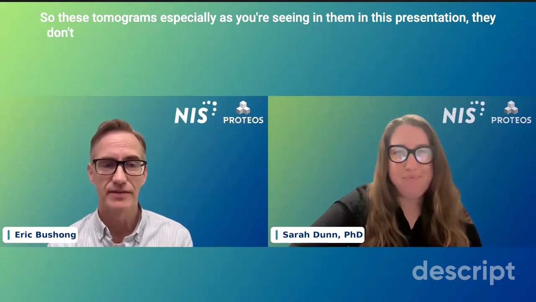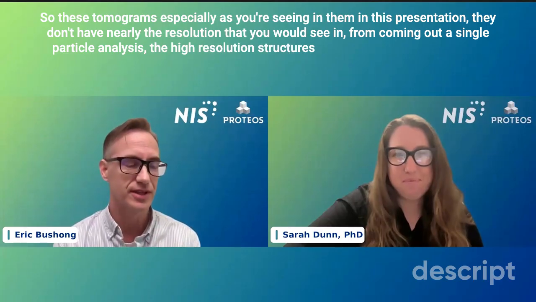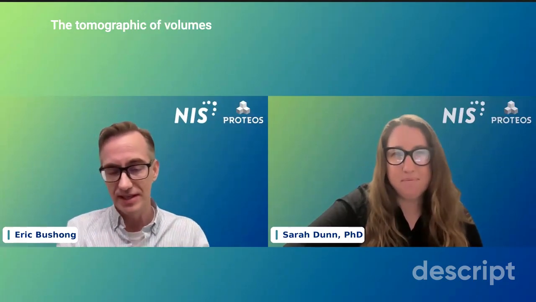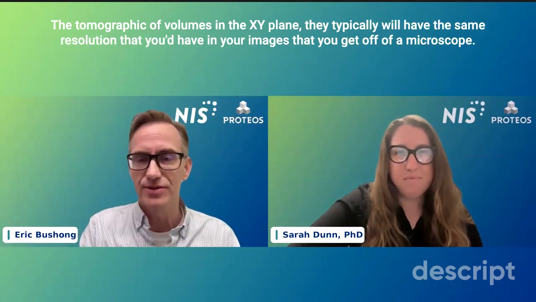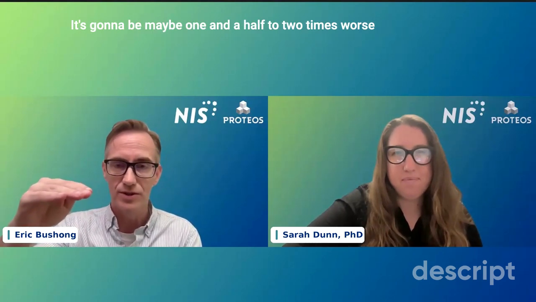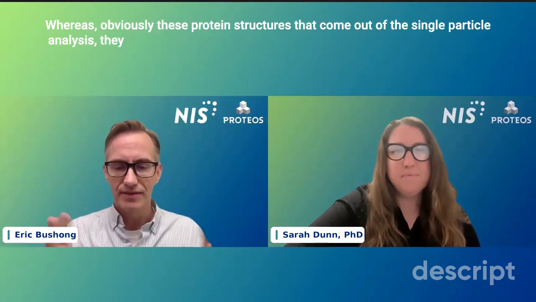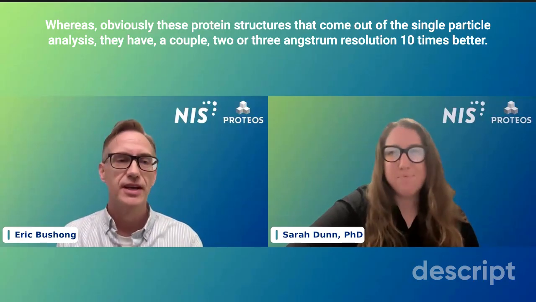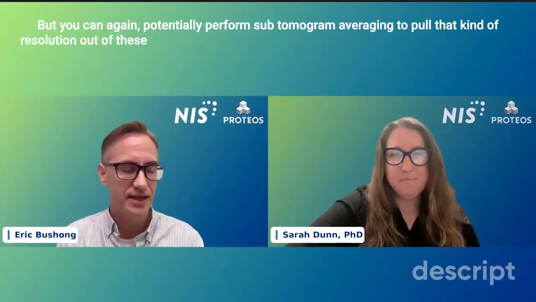Sure. So these tomograms, especially as you're seeing them in this presentation, they don't have nearly the resolution that you would see coming out of single particle analysis, the high resolution structures that come out of that process. The tomographic volumes in the XY plane typically will have the same resolution that you'd have in your images that you get off of a microscope, a couple nanometer resolution, let's say. In the Z direction, it's going to be maybe 1.5 to 2 times worse because of that missing information problem I discussed during the tilt series collection. Whereas obviously these protein structures that come out of the single particle analysis have a couple, 2 or 3 angstrom resolution, 10 times better. But you can, again, potentially perform subtomogram averaging to pull that kind of resolution out of these data sets.